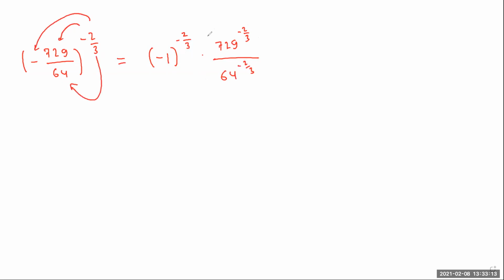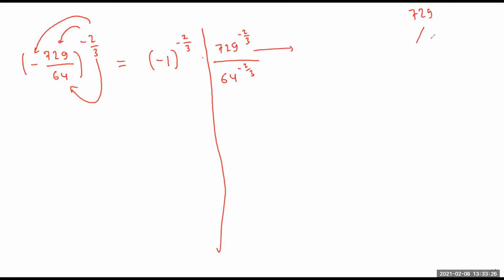Okay, so I will do one by one. I will split this, and then we'll multiply it later. I will do the right one first. Of course we need to do the factoring like this one, but if I'm not wrong, it is 3 to the power of 6, I think. 3 to the 6th power, to the negative 2/3, over 2 to the 6th power, to the negative 2/3.